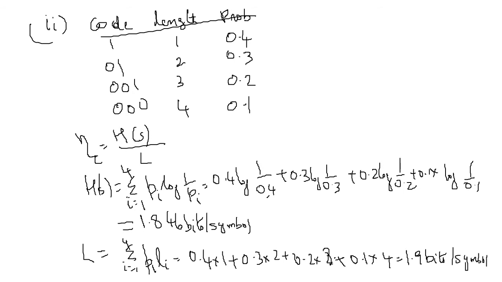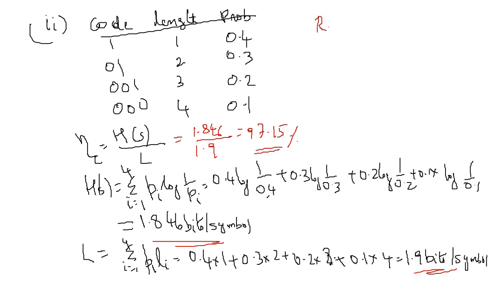So now you have got the value of H(S) and you have got the value of L. Substitute these two values in the coding efficiency formula. So you will get efficiency as 1.846 divided by 1.9, so efficiency will be equal to 97.15%. Next, redundancy. We know redundancy is 1 minus efficiency. So redundancy is 1 minus efficiency, and you are going to get the redundancy value as 2.85%.